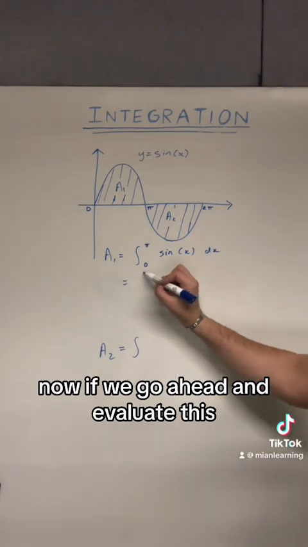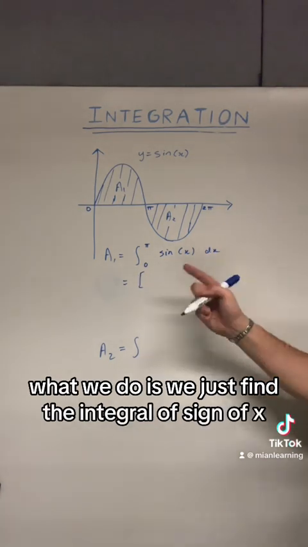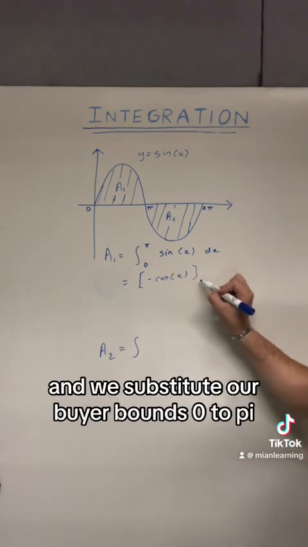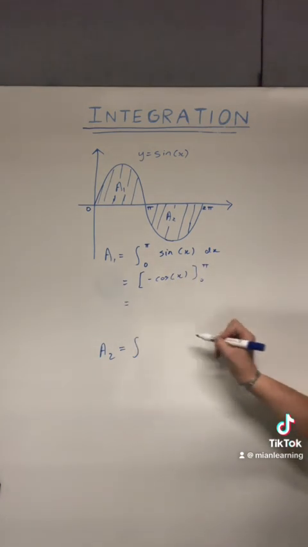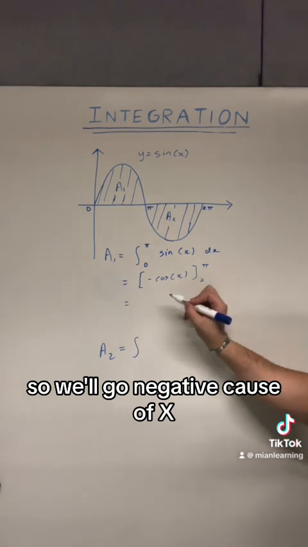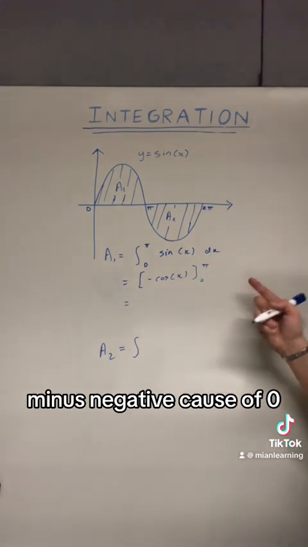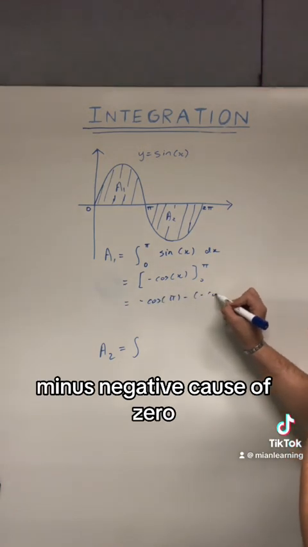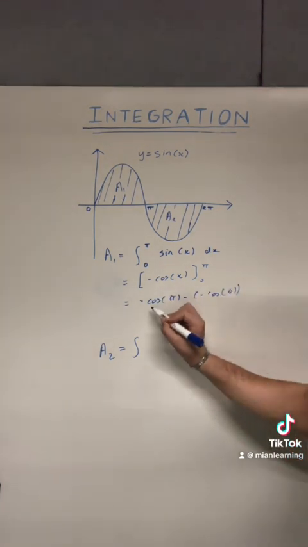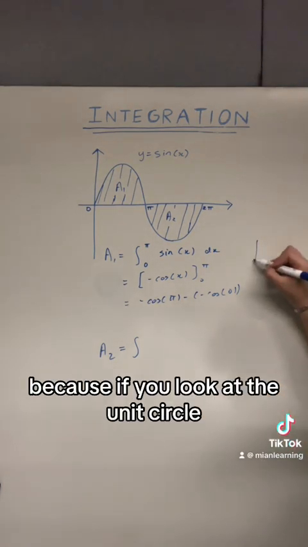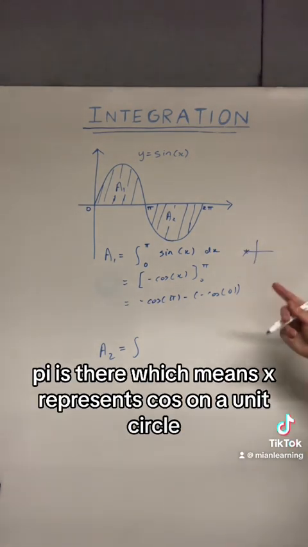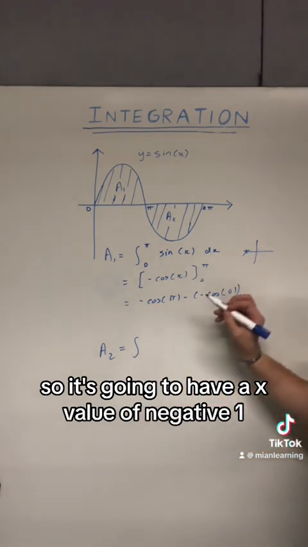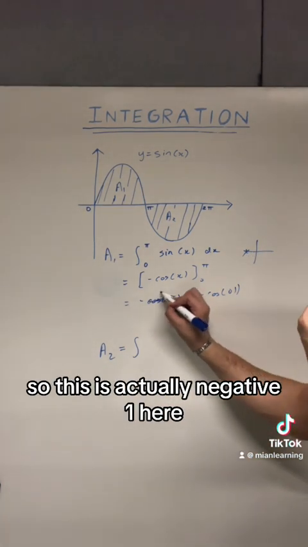Now, if we go ahead and evaluate this, what we do is we just find the integral of sine of x, which is negative cos of x, and we substitute our bounds 0 to pi. So we'll go negative cos of pi minus negative cos of 0. Now cos of pi is negative 1 because if you look at the unit circle, pi is there, which means x represents cos on a unit circle, so it's going to have an x value of negative 1. So this is actually negative 1 here.